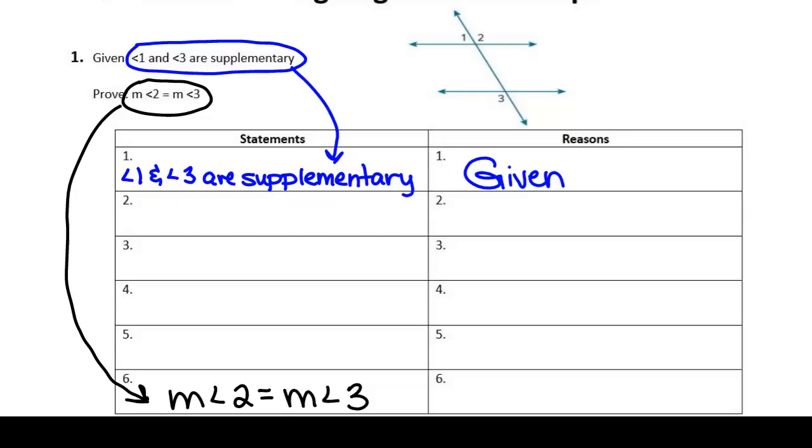Well, 1 and 3 aren't touching at all, are they? No. But angle 1 and angle 2 are touching. And I want to say something about angle 2 down here at the bottom. So I've got to say something about angle 2 at some point in my proof, or else I'm not going to be able to get to that spot where it says the measure of angle 2 is equal to the measure of angle 3.